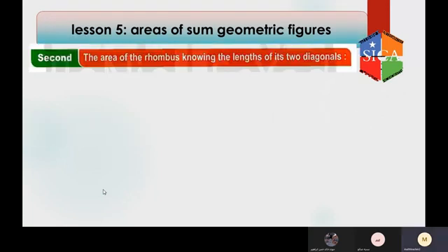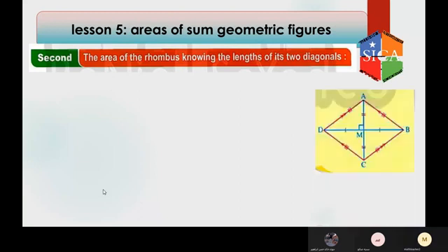The area of the rhombus, knowing the length of its diagonals. Now we can get the area of the rhombus in two ways. The first way, by knowing its side length and its height. The second way, by knowing the lengths of its two diagonals. We know that the two diagonals of the rhombus are perpendicular.